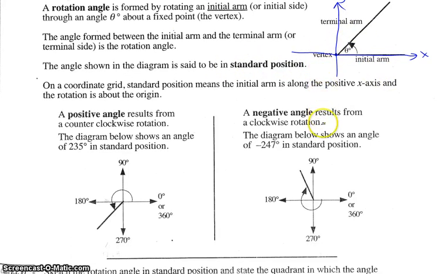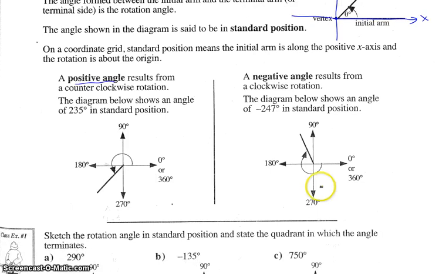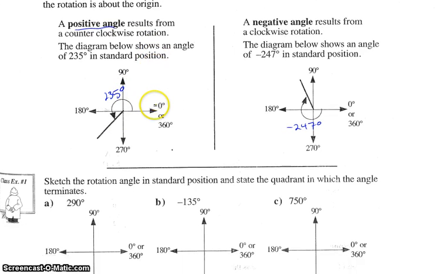If we have a positive angle, we are rotating counterclockwise, and a negative angle, we're rotating clockwise. So each of those show an angle of 235 degrees and negative 247 degrees. And we should write that in there if we're showing that in standard position. Good, let's put this to work on example 1.